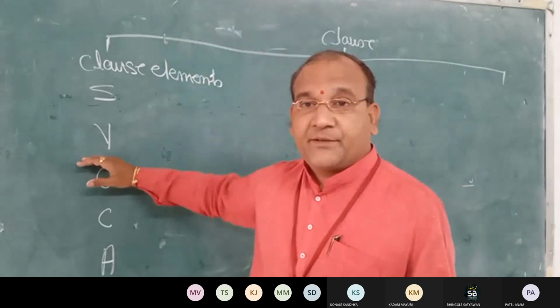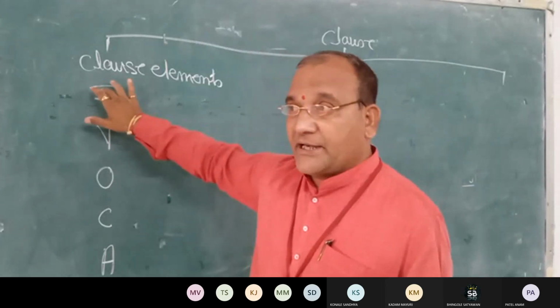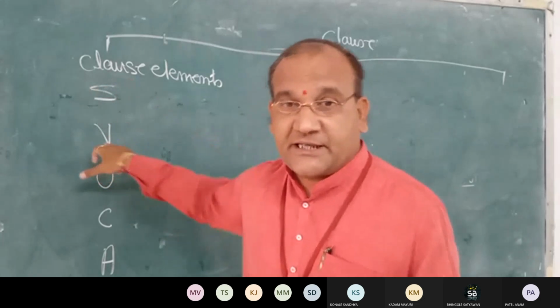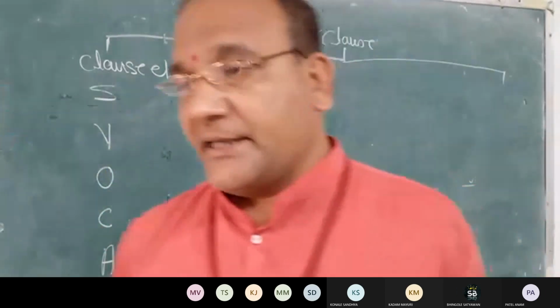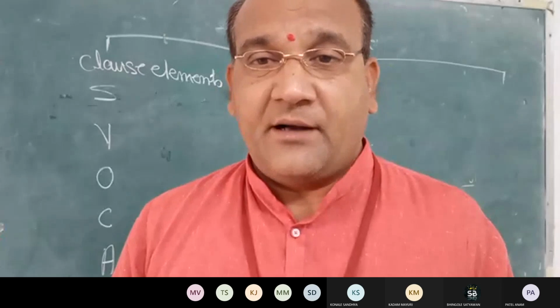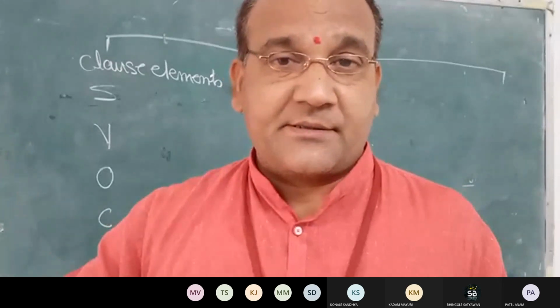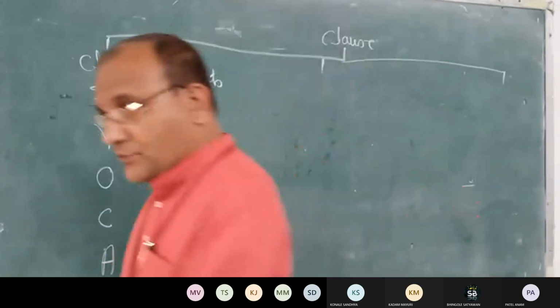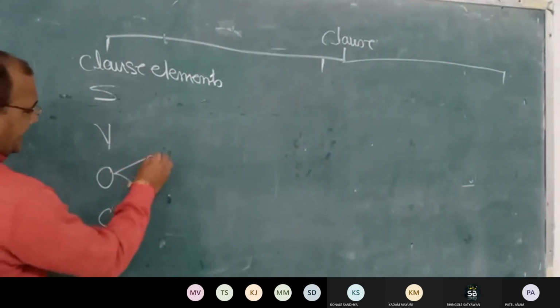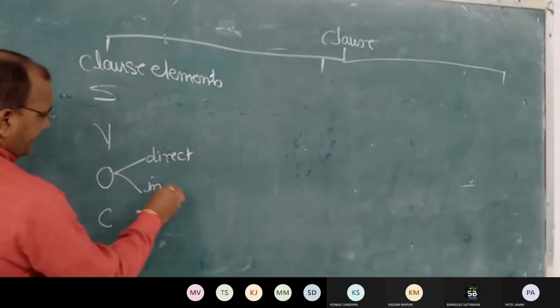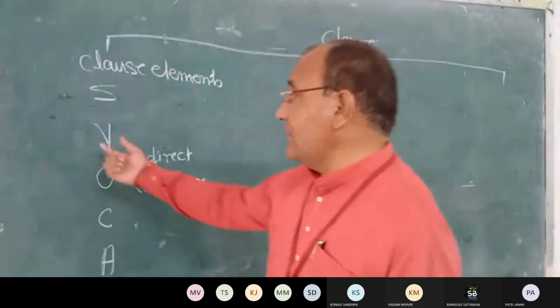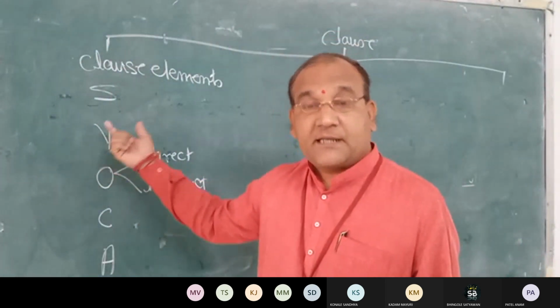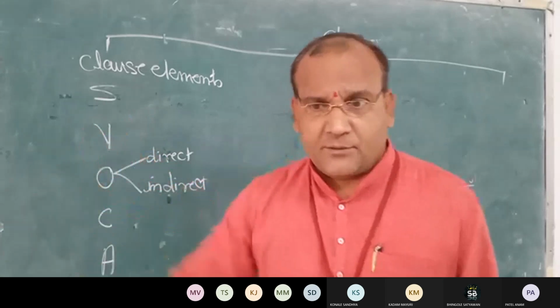V stands for verb. If the subject is the doer of the action, the word which tells us what action he or she does is the verb. What is our understanding of object? Generally, object means the receiver of the action, or the component on which the action happens. We have two kinds of objects in English: direct object and indirect object. To have an object in a sentence, what type of verb do we require? A transitive verb.